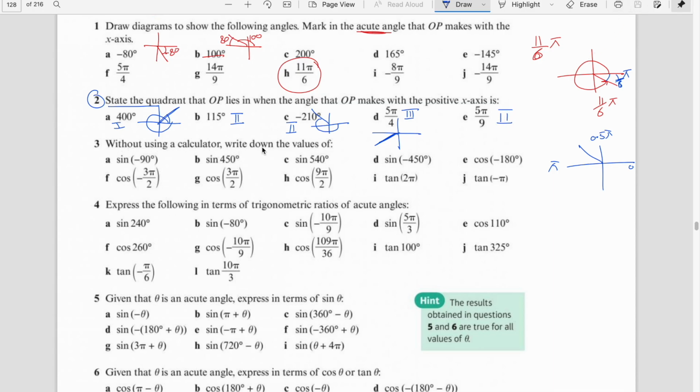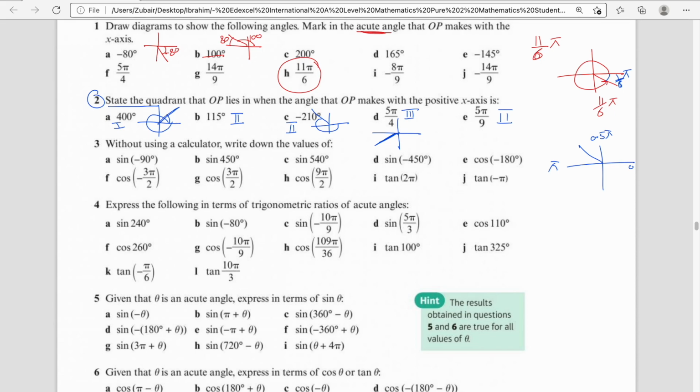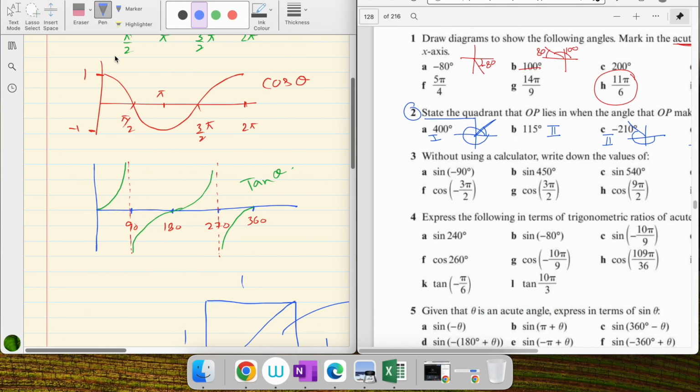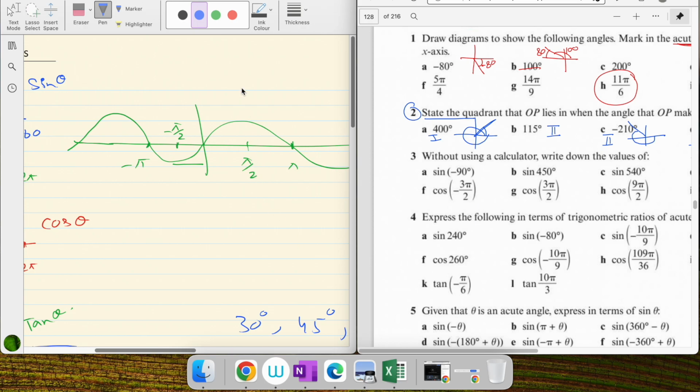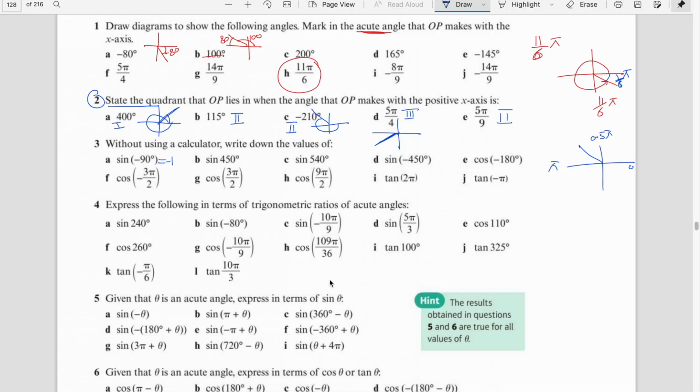Now without using a calculator, write the values of these. So we already know what sine 90 is, and we can use our graphs. So I'm looking at this graph. This is 90, and sine of minus 90 is minus 1. So equal to minus 1. We can answer all of these using either our graphs or those two triangles.